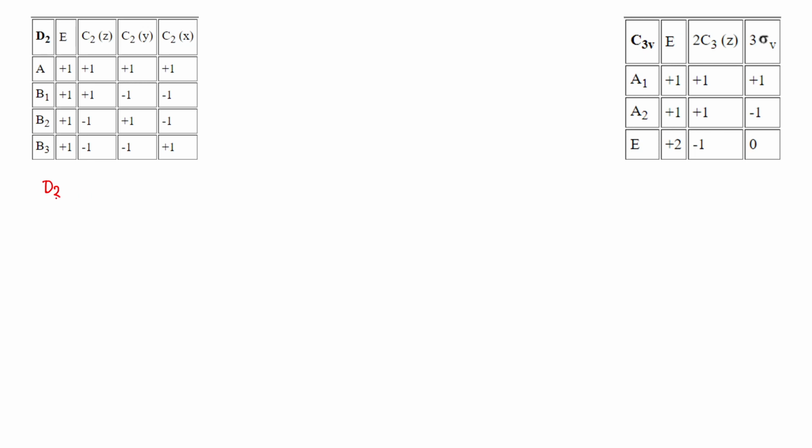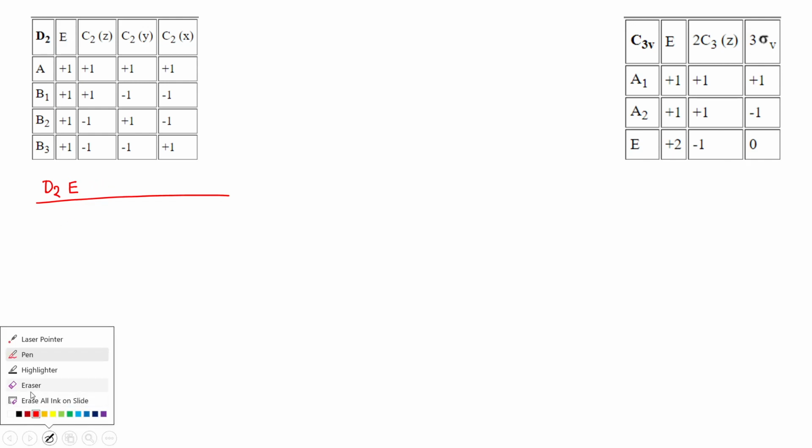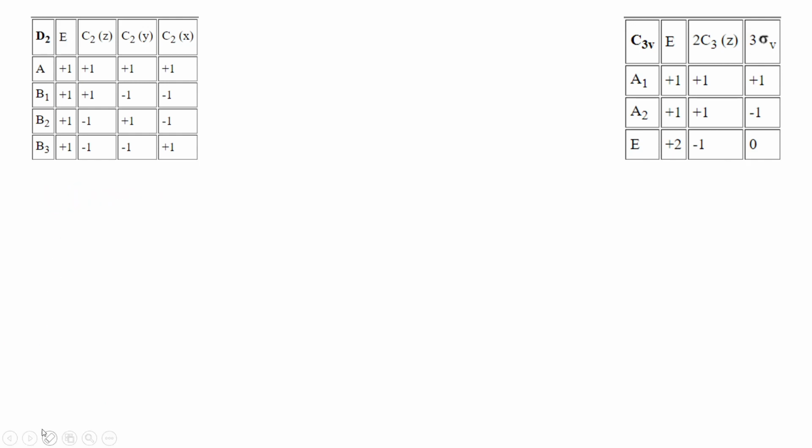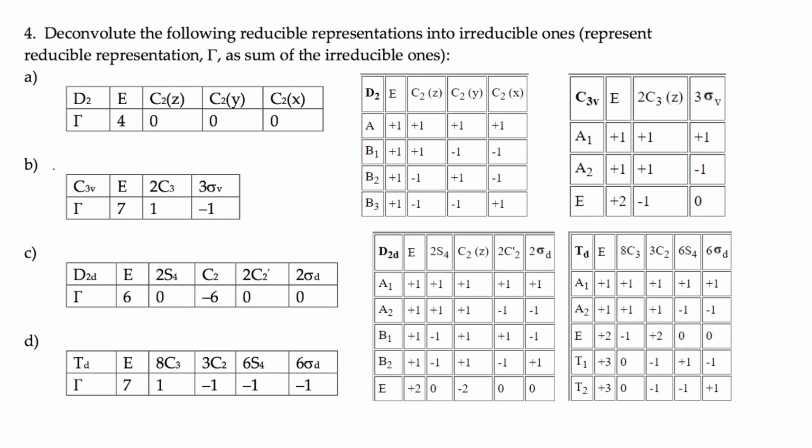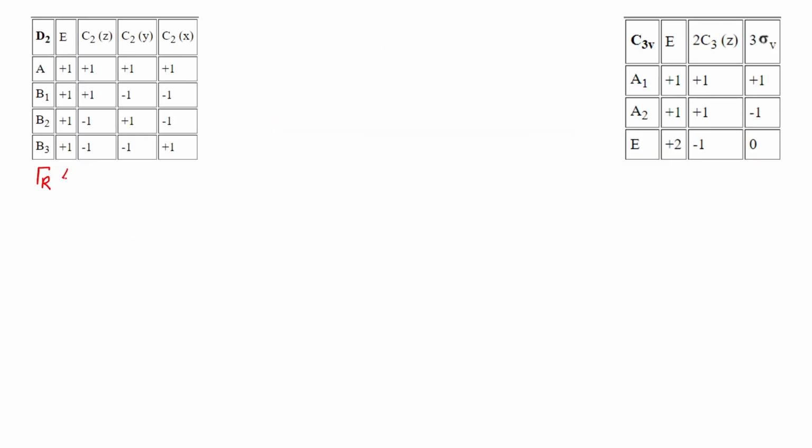I will just write D2, E. I will not write this, this is a waste of time. I'll just write it here. So your gamma reducible is 4 0 0 0. We already know the formula: a_i is going to be 1 over h, sum over R, the character of your reducible representation multiplied by the character of your ith irreducible representation of the same operation.